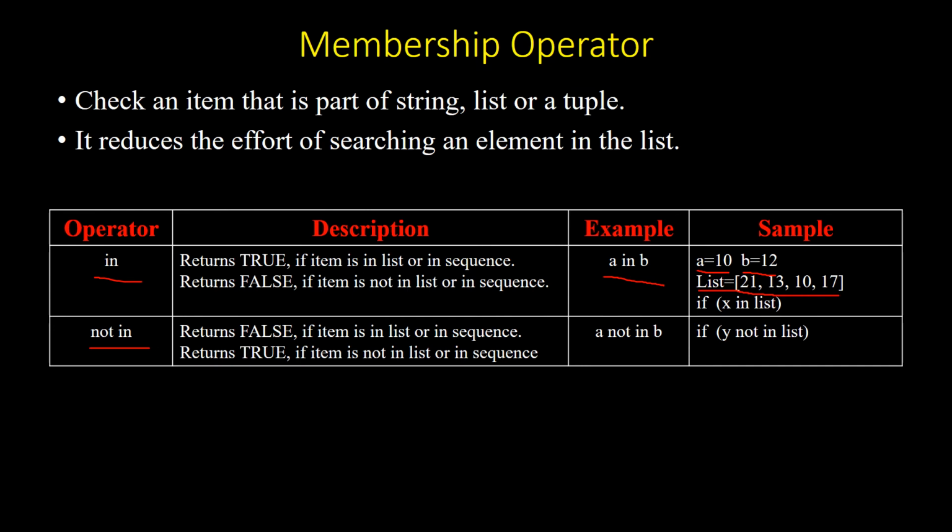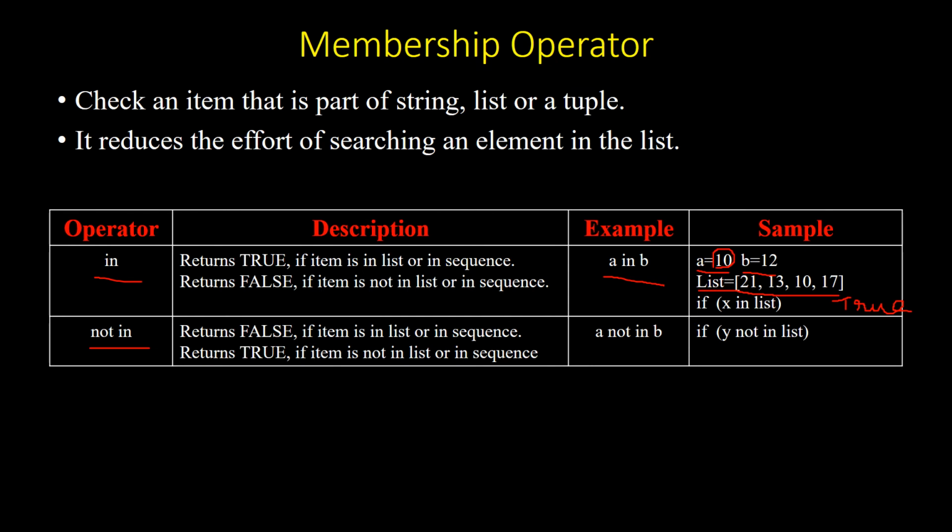Suppose X is in the list. The value of X is 10. I'm going to check whether it is available in the list. Yes, it is available. So what will be the result? The output will be that X is present in the list. If it is in the list, it returns a true value. So it returns the true value for this sample.